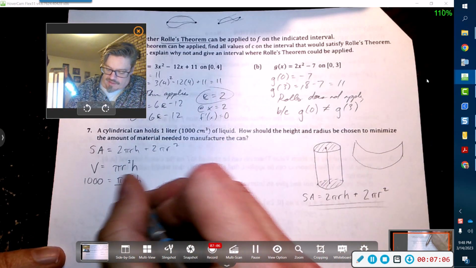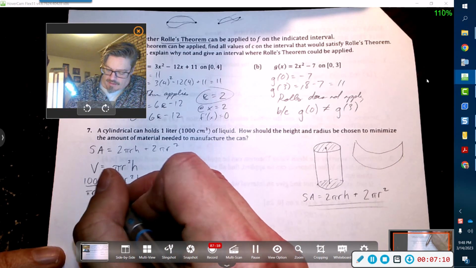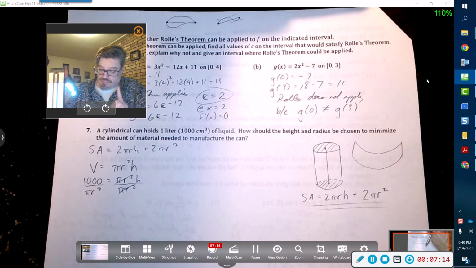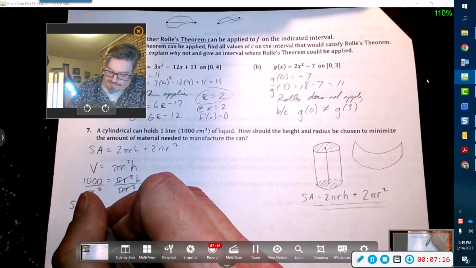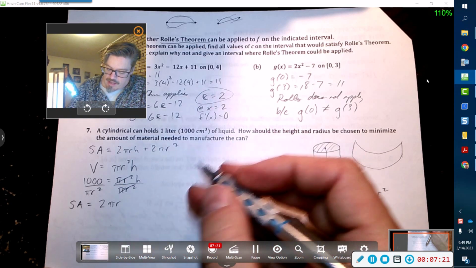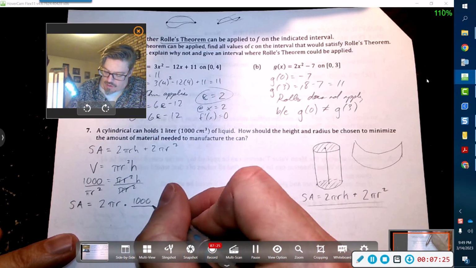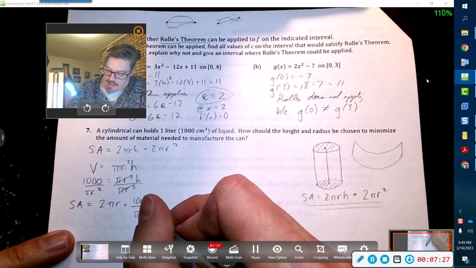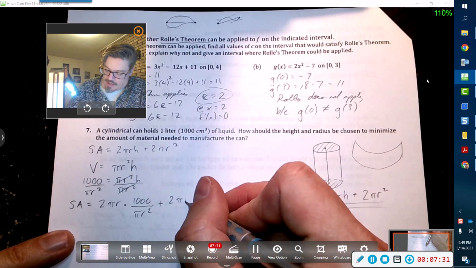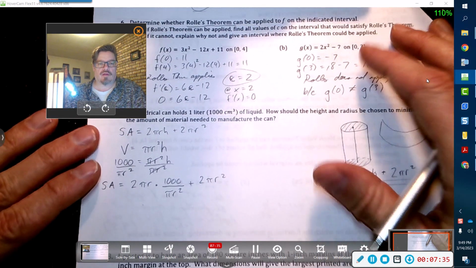We're going to put this pi r squared. So these guys cancel out. So now what we've got is the surface area equaling 2 pi r times 1,000 over pi r squared plus 2 pi r squared. So notice that we are h-free. Okay, we are completely h-free.